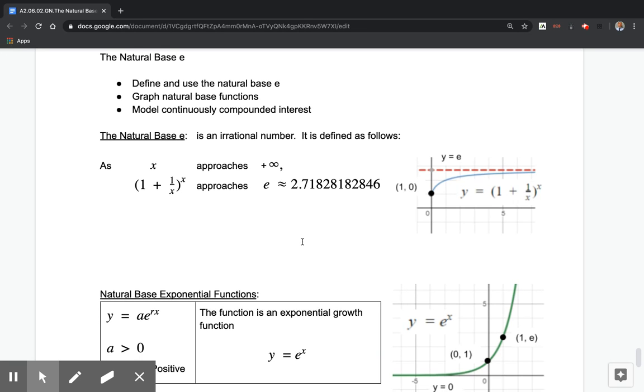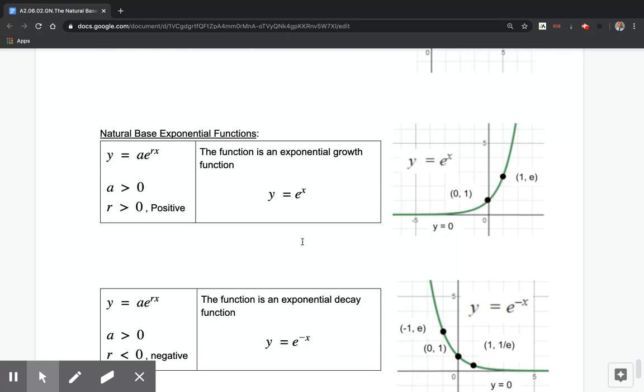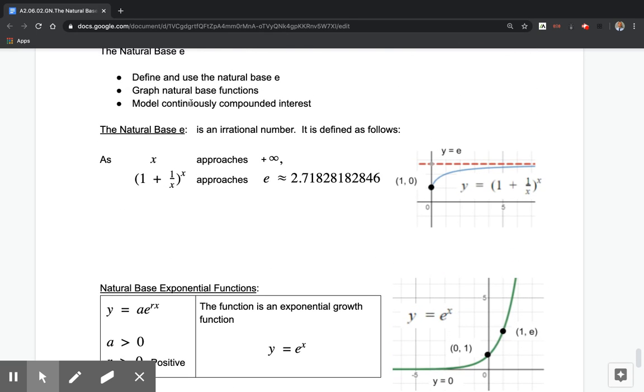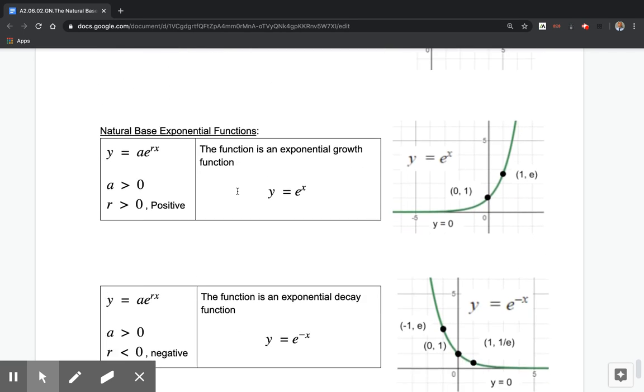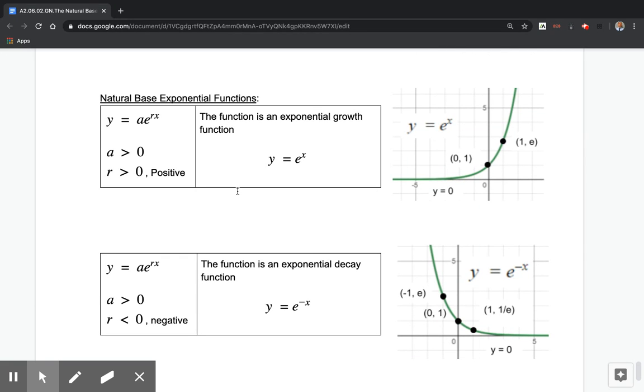But the reason that that's important is because we use it for compounding continuous interest. So when we compound continuously, that's the function that we'll use. So this is still an exponential function, but our base in this case is going to be E, which is 2.718. And we can see that we have two functions. We have exponential growth with natural base, and we have exponential decay, which is down here.